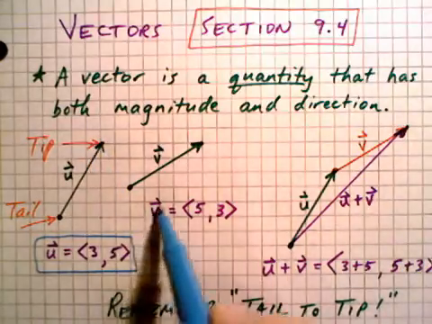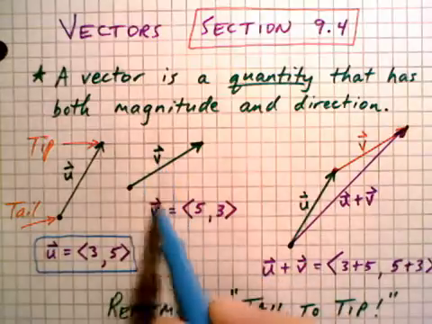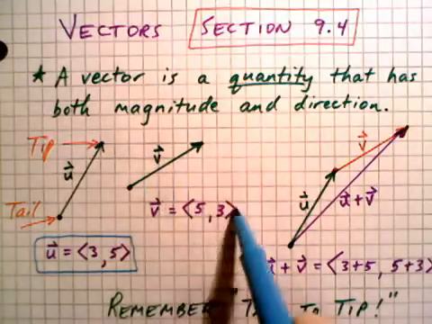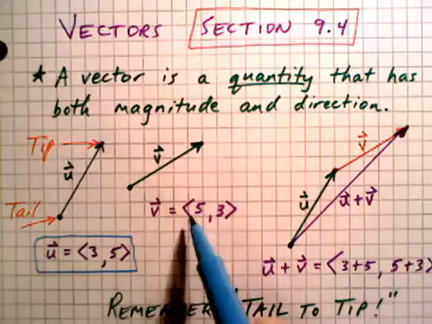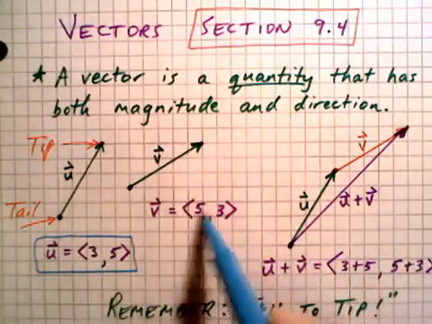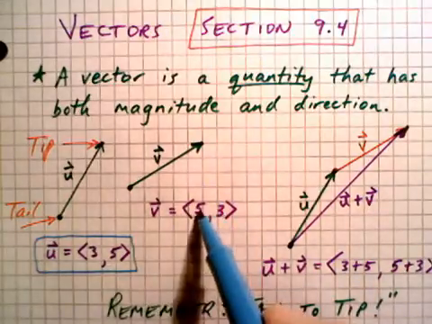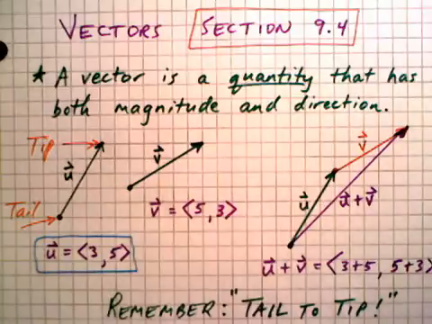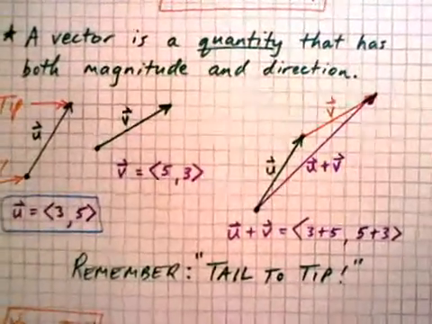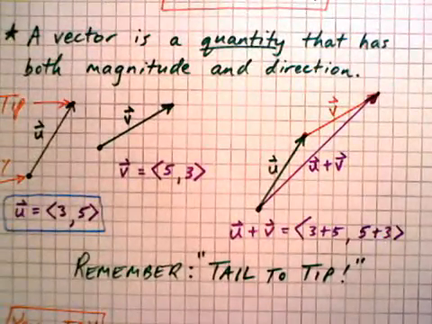So vector v can be expressed as a letter, or with a little half arrow over it, or with little brackets like we did with vector u. Over 5 and up 3. So the vector v would be 5, 3, characterized by the components 5 and 3. So we can add vectors also.